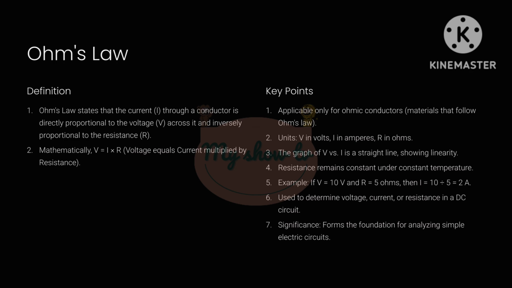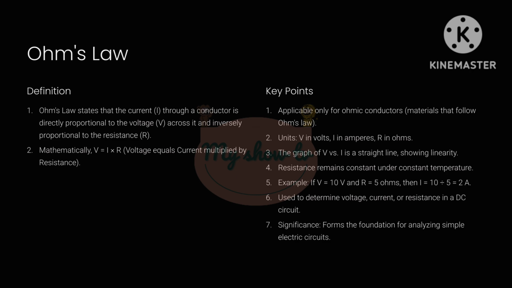This law is applicable only to ohmic materials, which are those that obey Ohm's law. These include metals like copper and aluminum. It is not valid for semiconductors or devices like diodes and transistors, which are non-ohmic. Another important point is that the voltage-current graph for a material obeying Ohm's law is a straight line, which means the resistance is constant and independent of voltage or current, as long as the temperature does not change.